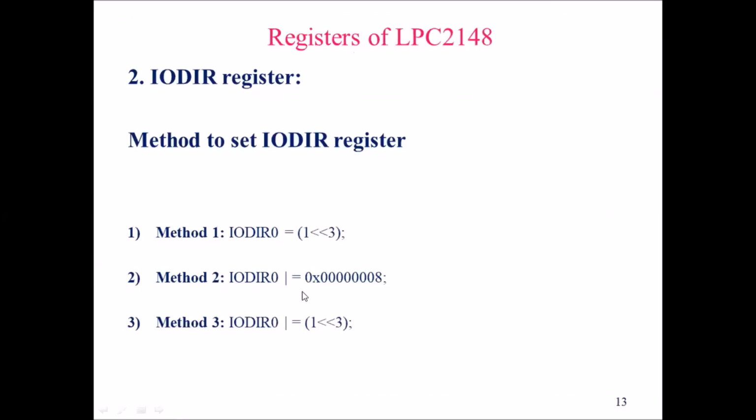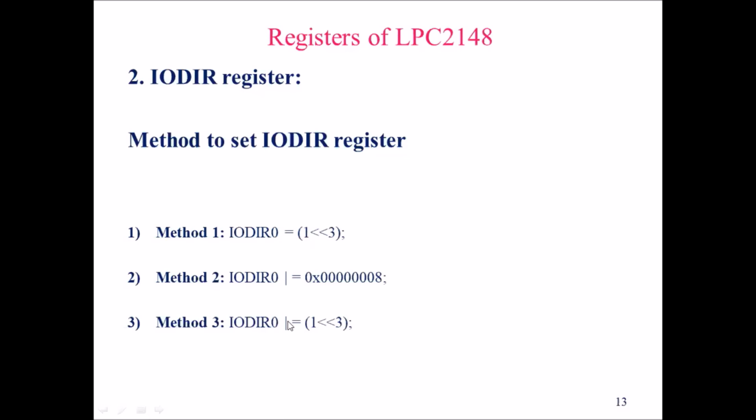By using this OR-equals, we are setting the third pin as an output pin. OR-equals stands for output. Here, in the first method, 1 stands for output and 0 stands for input. So 1 means I am setting the third pin as an output pin in port 0. Output is represented as OR-equals in port 0.